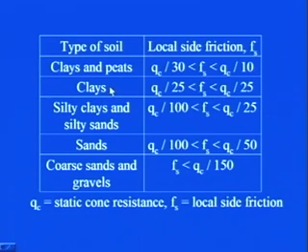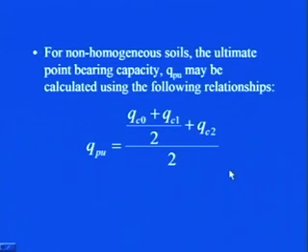In case of clays, it is Qc by 25, I think it is Qc by 25 only. Silty clays and silty sands, that is Qc by 100 to Qc by 25. In case of sands, that is Qc by 100 to Qc by 50. Then coarse sands and gravels, Fs should be less than Qc by 150. So, Qc you can get from static cone penetration test data, and depending on that you have the two limits for different types of soil, and you can pick the corresponding values.